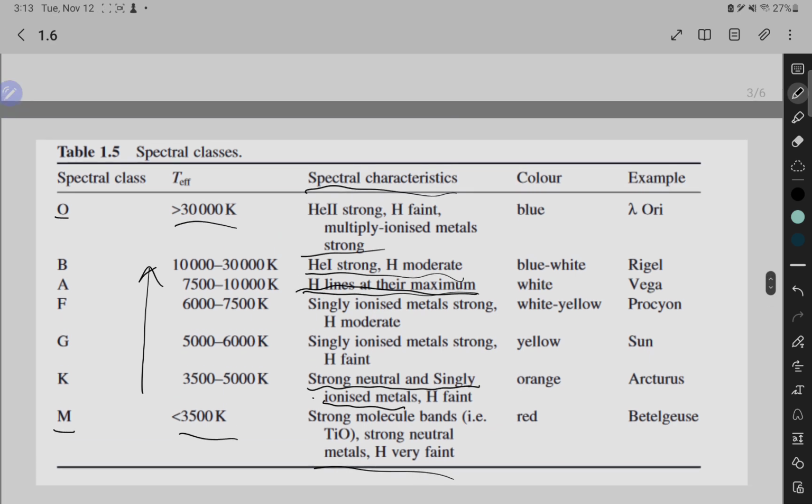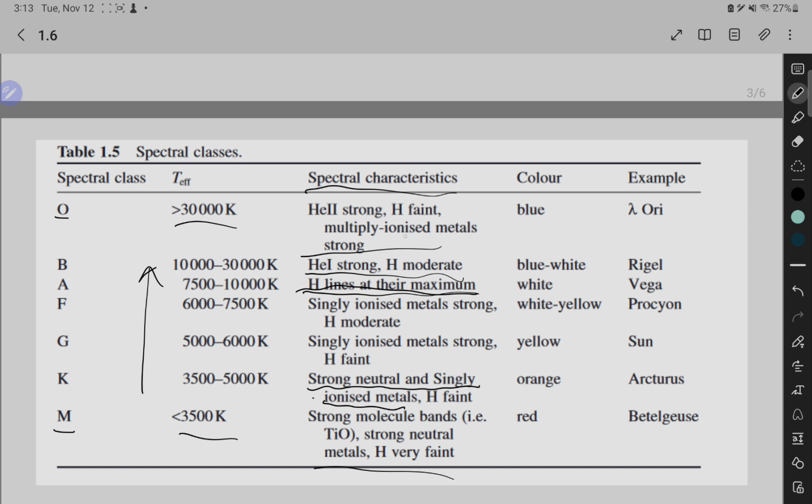And then as you get higher and higher, it's helium. Then it's helium strong, because helium takes a lot of energy to make its electrons jump energy levels. Same logic as how hydrogen reaches its maximum. And then hydrogen becomes faint here, because when the temperature is beyond 30,000 Kelvin, it's so high that it ionizes most of the hydrogen, and there are no hydrogen line emissions when there's only one proton left, right? The hydrogen has been ionized.